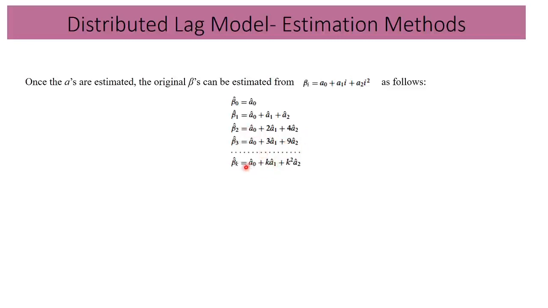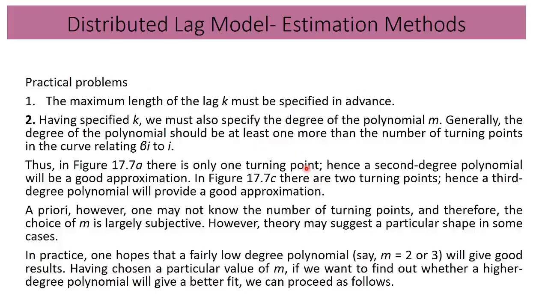That is, beta k cap can be defined as a0 cap plus k a1 cap. If this is 3, this is 3; if this is 2, this is 2. If this is k, then k a1 cap. Then if this is 3, this is 9. The coefficient of a2 cap is the square of this one, so it will be equal to k square a2 cap. Like that, we can derive the values of beta 0 cap, beta 1 cap, up to beta k cap.